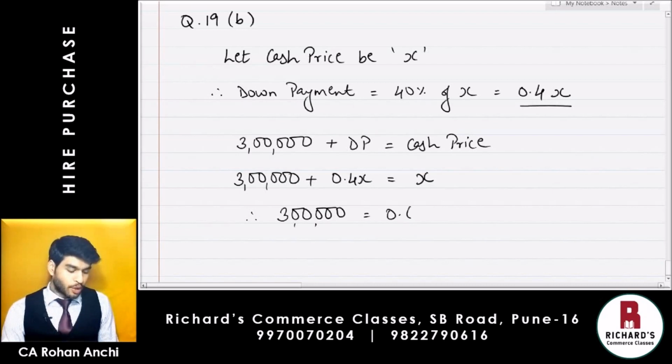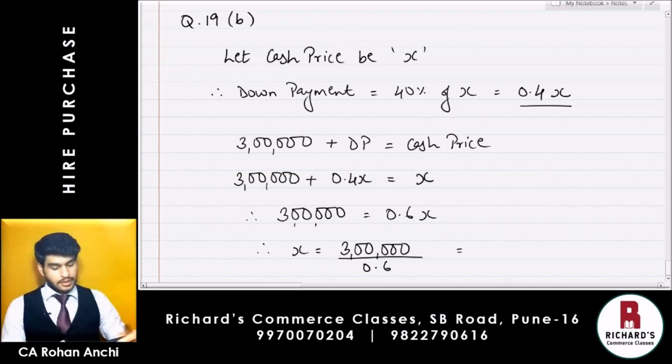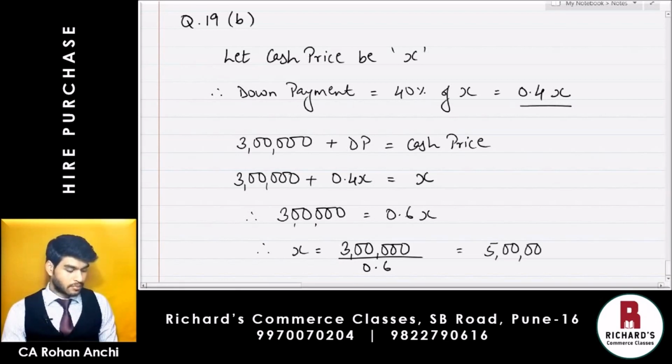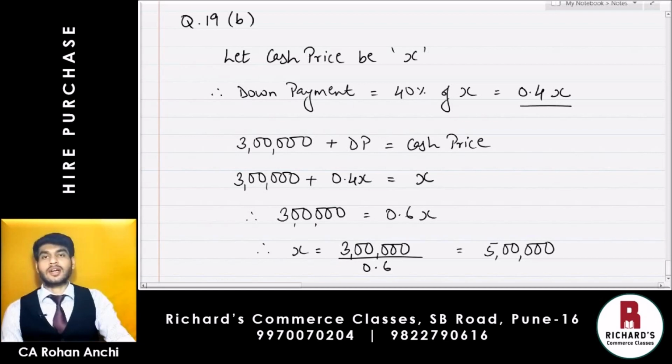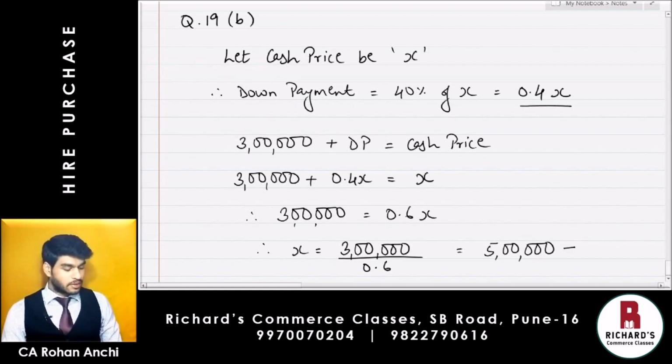is equal to 0.6x. X minus 0.4x is equal to 0.6x, and therefore X is equal to 3 lakhs divided by 0.6, and that is, on the calculator, 3 lakh divided by 0.6, that comes to 5 lakh rupees. And X was our cash price, therefore we have found out cash price is equal to rupees 5 lakhs.